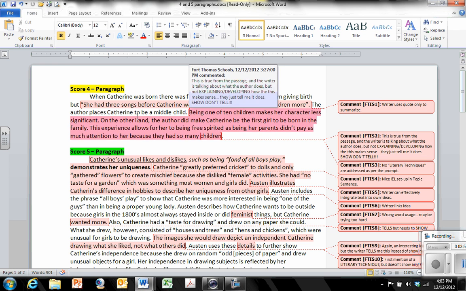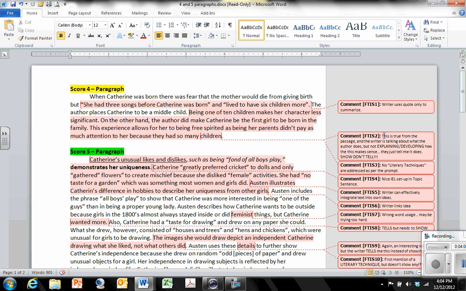And I've done this to show you the difference between the lines. That bold-faced line would pass right between the 4 and the 5. It's using quotes, but it's only using them to summarize. And though this is true from the passage, the writer's talking about what the author does, but not explaining or developing how this makes sense or how it relates back to the character, really. They just tell me it does it.